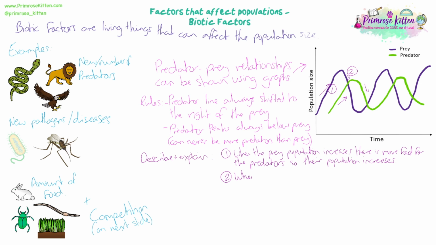And now we look at what happens next. So now there's a decrease. So we have an increase in the prey population. Then we have an increase in the predator population because there's more food, so they reproduce more.